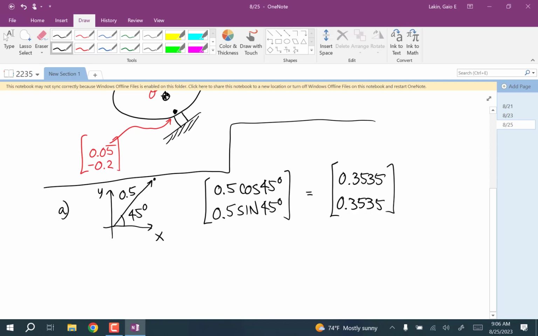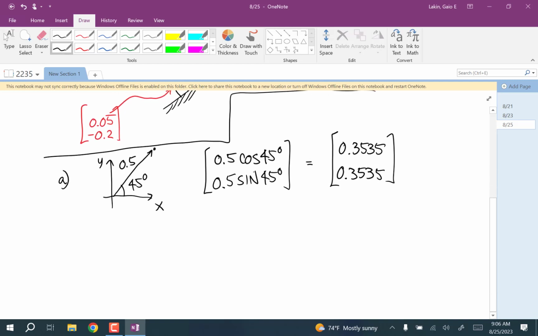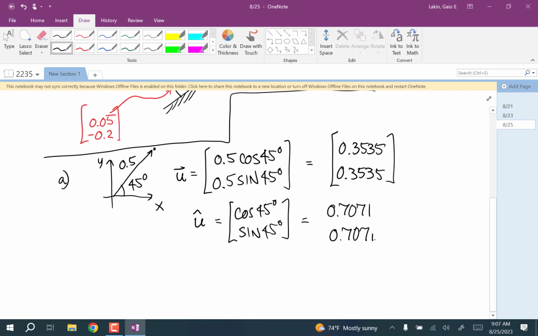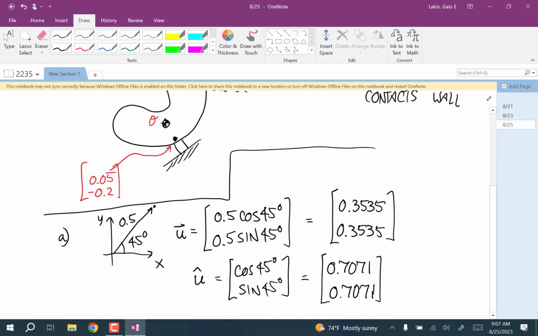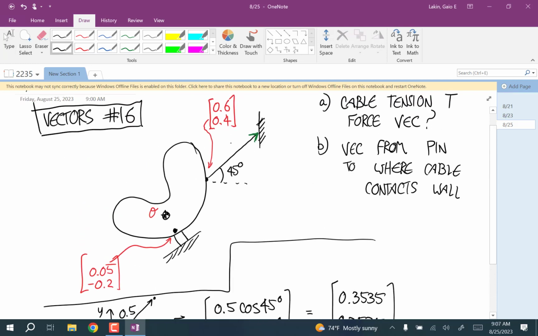So that's the full vector, but we want the unit vector. Now you could take a unit vector of that, but when you use cosine and sine, that's giving you a unit vector. So if this vector is this, the unit vector in that direction is just going to be cosine of 45, sine of 45. So like 0.7071, 0.7071. Okay, so that's the unit vector in the direction of that arrow.